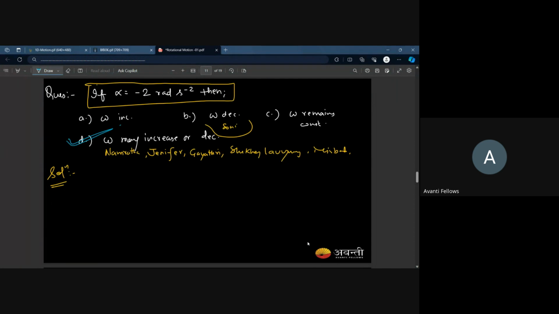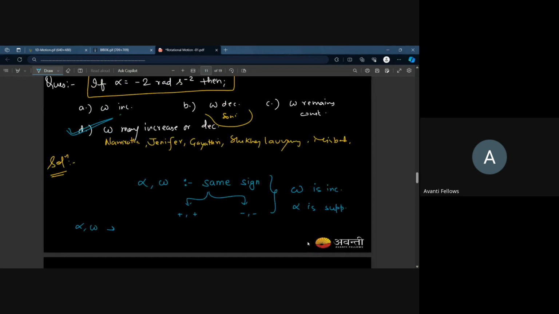See, just understand the basic concept of it. If the sign of alpha and omega are the same, it could be positive positive or negative negative. In both cases, you could say omega is increasing, because alpha is supporting the omega. But if alpha and omega have different signs, positive negative or negative positive, then you would say omega is decreasing as alpha is opposing.